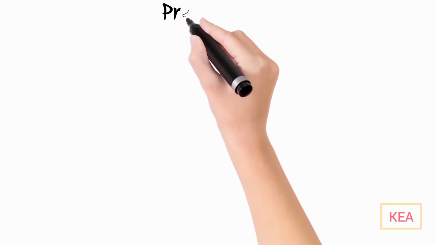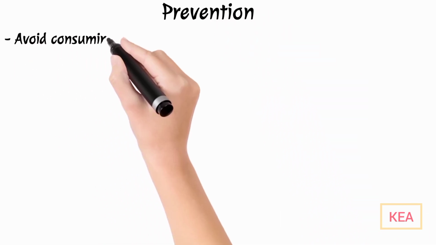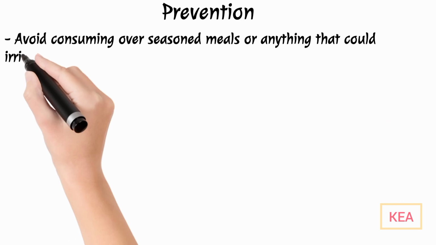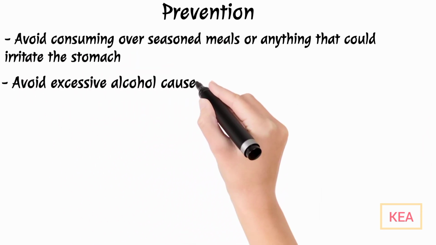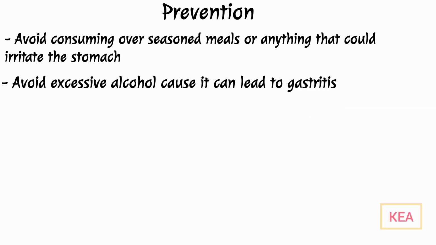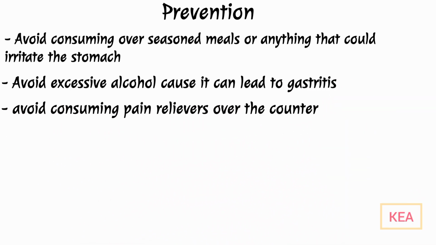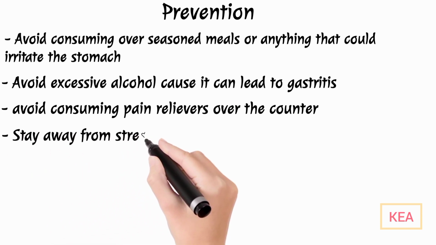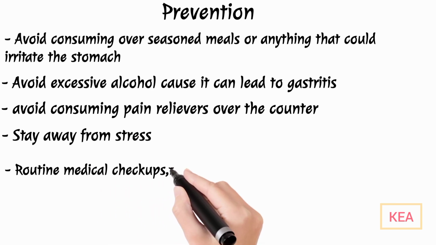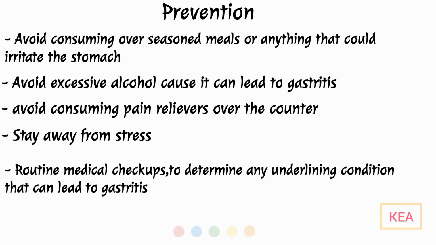In prevention, the following measures can be adopted. 1. Avoid consuming over-seasoned meals or anything that could irritate the stomach. 2. Avoid excessive alcohol, because it can lead to gastritis. 3. Avoid consuming pain relievers over the counter. 4. Stay away from stress. And 5. Do routine medical checkups, to determine any underlying condition that can lead to gastritis.